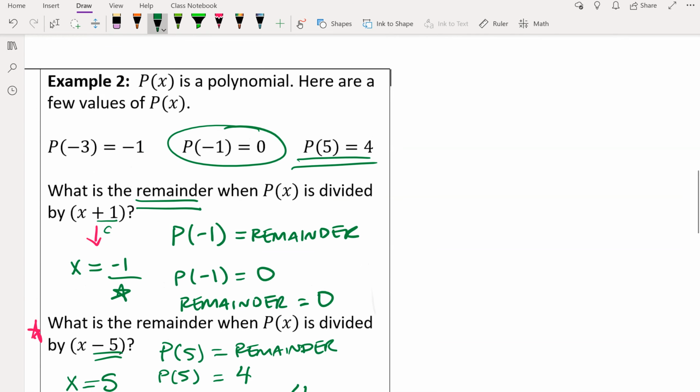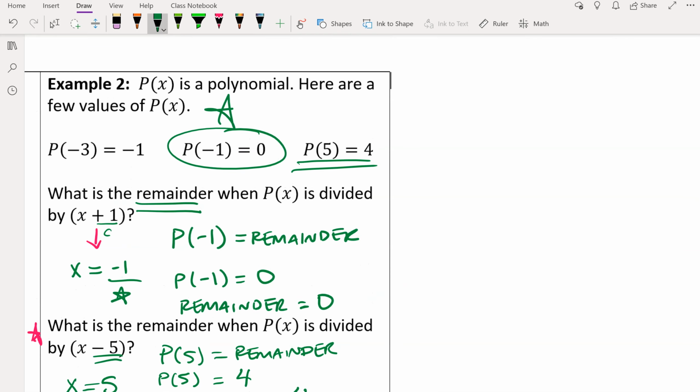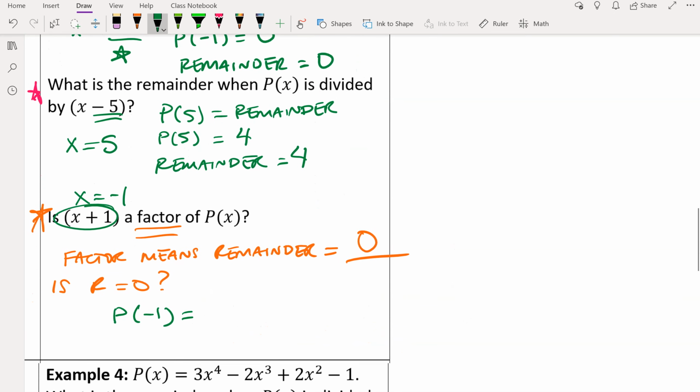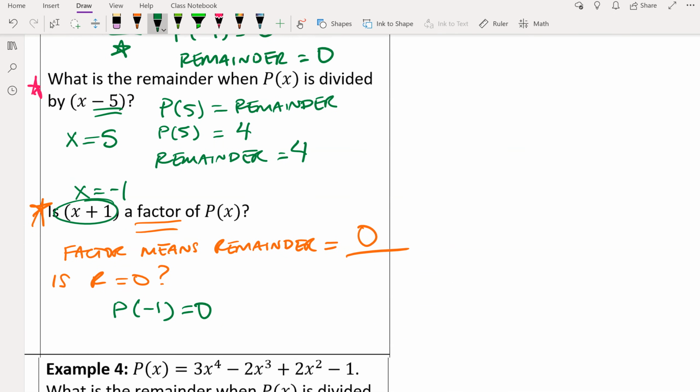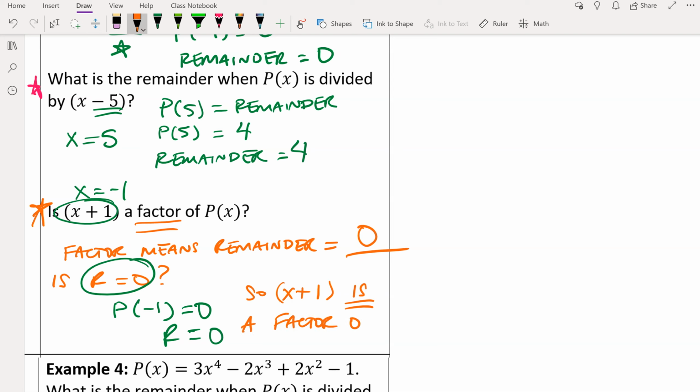And let's go back up to where it gave us that information. P of negative 1 equals 0. And then because it equals 0, r equals 0. This is the remainder, right? R equals 0. And so we would say, so x plus 1 is a factor of p of x.